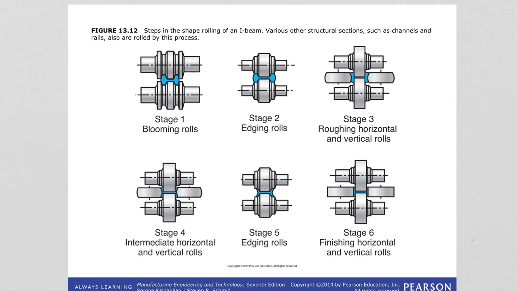Then you use vertical rolls together with horizontal rolls. At the end of stage 3, we are getting closer to an I-beam shape, as you can see. And we continue with edging rolls, which change the edges. Then at the end, with the use of vertical and horizontal rolls, we are able to obtain that I-beam shape. So you can see a series of different types of rolls with different types of grooves, specifically designed for this purpose.